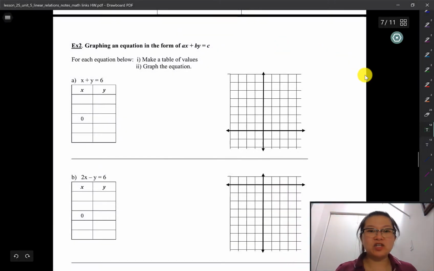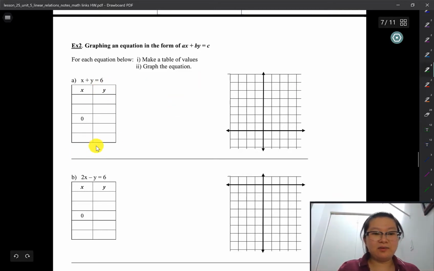This is a continuation of 5.3, horizontal and vertical lines. In this one, we're just going to look at a different form of an equation, just to get you more exposure. But what happens if you do get an equation that's in this format? How would you graph it, and basically how will you go about graphing it?